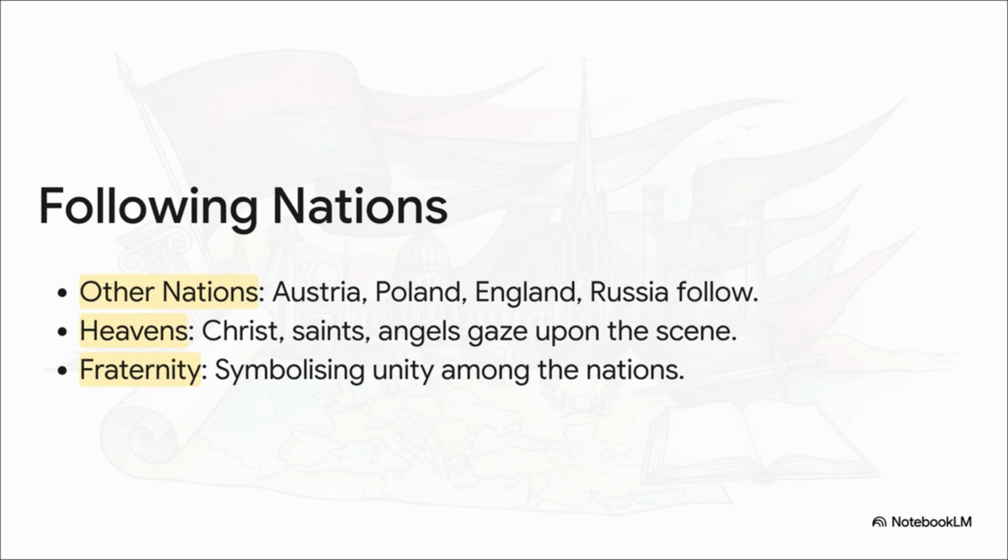Following Germany, we see a truly pan-European vision. We've got the peoples of Austria, the Kingdom of the Two Sicilies, Lombardy, Poland, England, Ireland, Hungary, and Russia. And above it all, as this massive, diverse train marches past, Sorrieu uses the gaze of Christ, saints, and angels from the heavens to powerfully symbolize a newfound fraternity among the world's peoples. The heavens themselves are essentially blessing this massive transition to democratic nationhood.